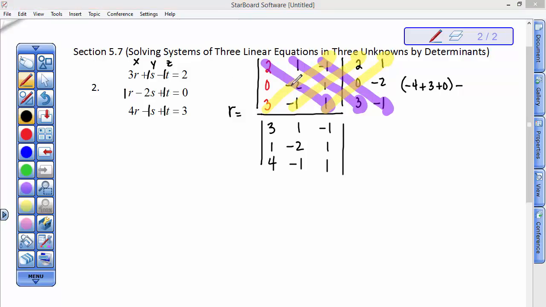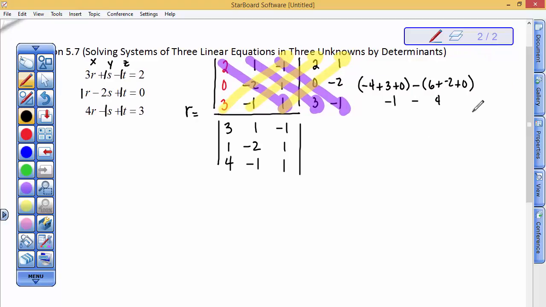And then I'm going to subtract this product, ooh, another 0, good. So 3 times a negative 2 times a negative 1 is 6, and it is just a positive 6. Negative 1 times 1 is a negative 1, times 2 is a negative 2, and then the last one is a 0. So this numerator right here turns out to be a negative 1, and then we're going to subtract 6 and a negative 2, which is 4. So the numerator for this R value that we're solving for is going to be a negative 5.